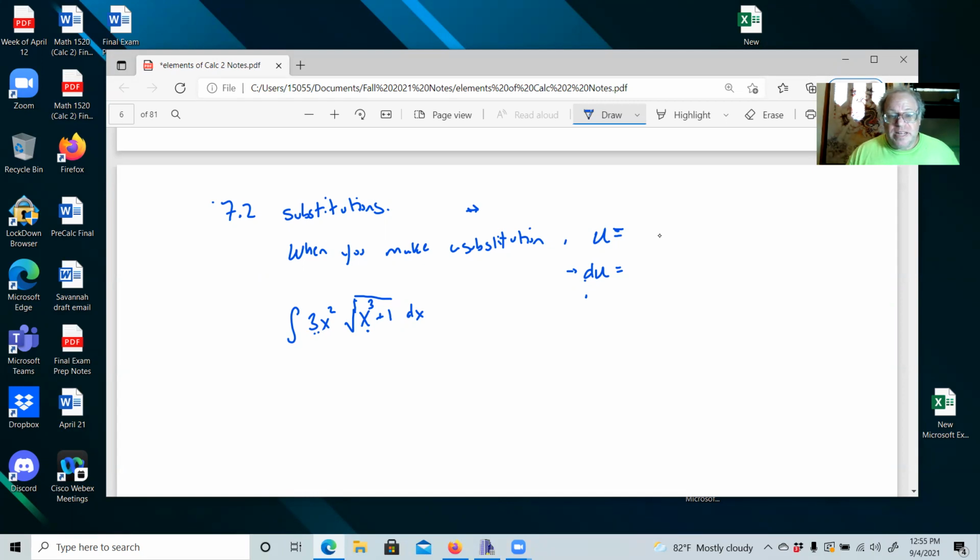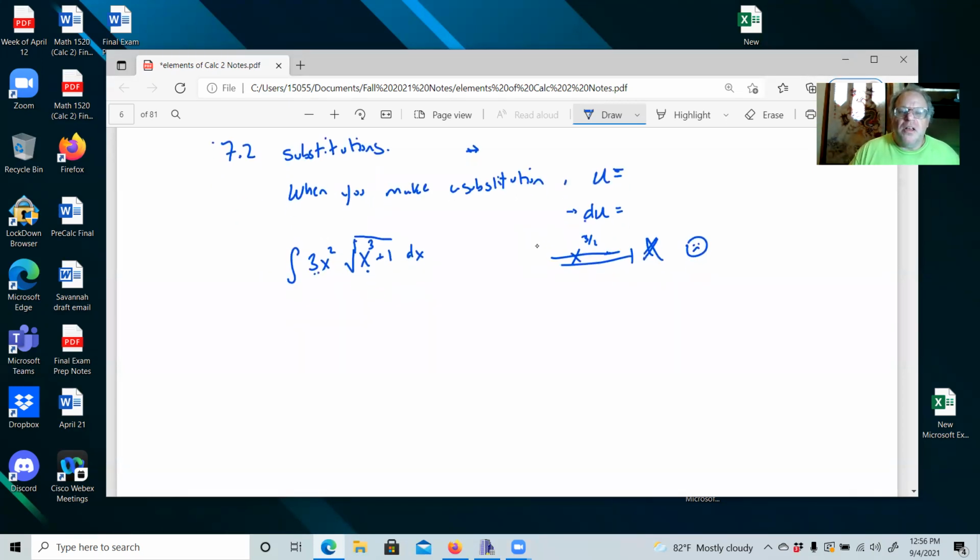So what do you do? Well, I can't put it inside. Can I take this out? Can I just say that this is going to be x to the 3/2 plus 1? No, it's not a rule you have. Don't do that.